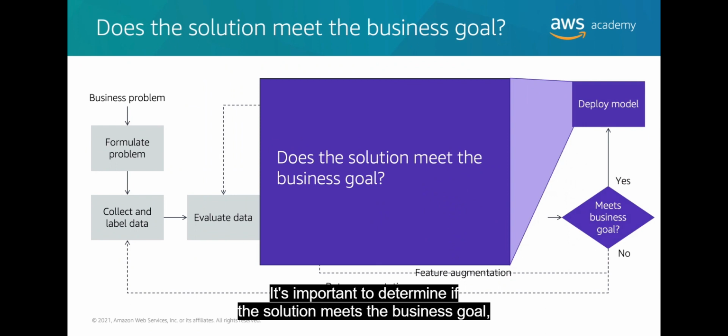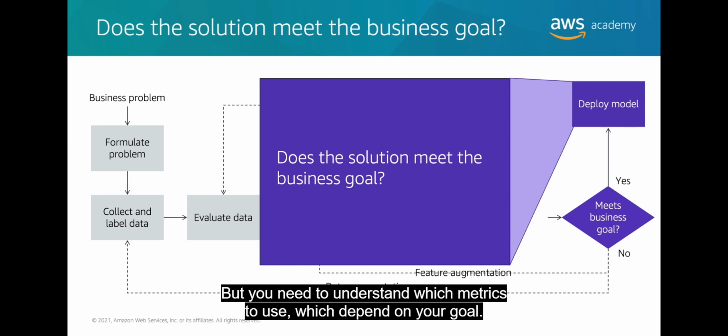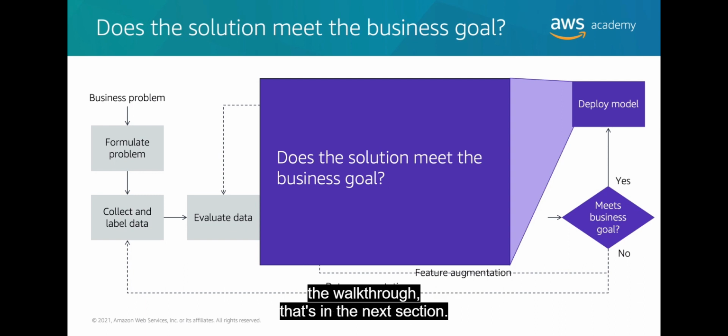It's important to determine if the solution meets the business goal. Using metrics can be a good way to determine this, but you need to understand which metrics to use, which depend on your goal. You'll learn about this process in more detail when you go through the walkthrough that's in the next section.